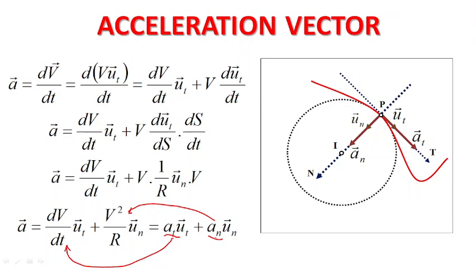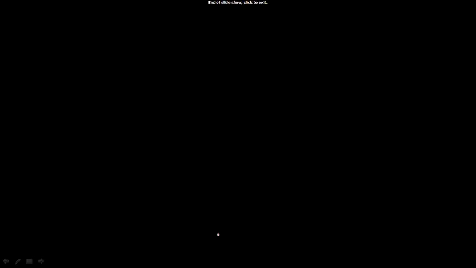at and an, the tangential and normal or centripetal accelerations, are the components of a in the Frenet-Serret plane. Tangential acceleration is the change in speed, and normal or centripetal acceleration is the acceleration generated due to the change in direction of velocity. Thank you.